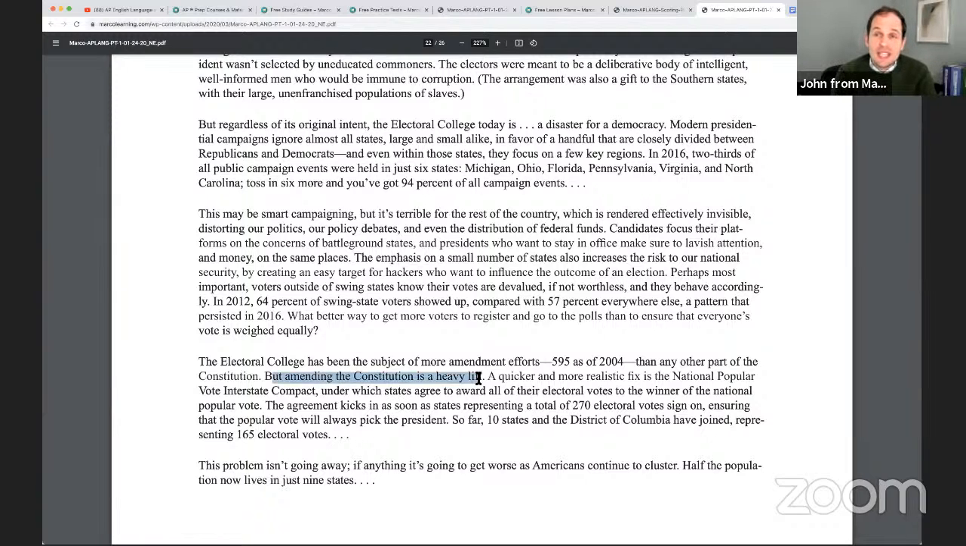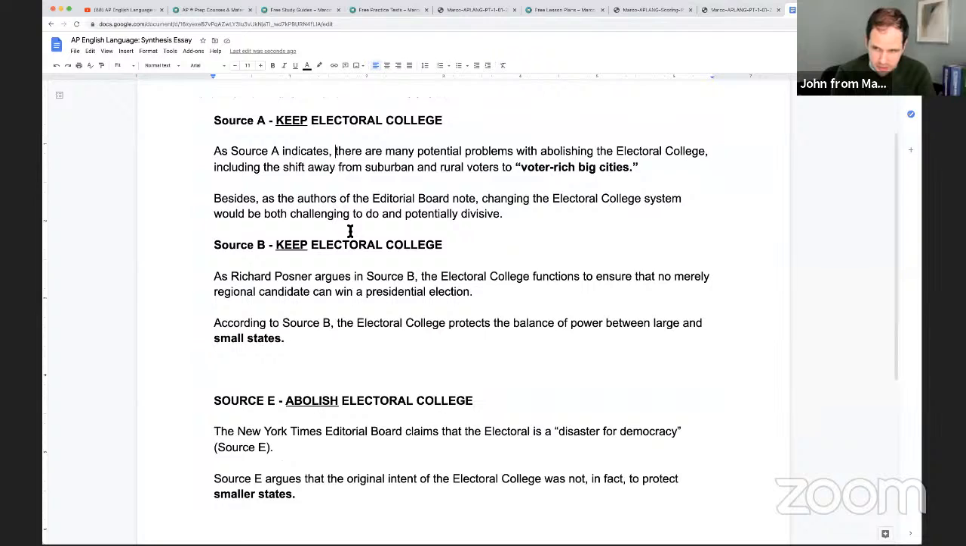Amending the Constitution is a heavy lift. That's another thing I saw already. Notice what I'm doing. I'm finding connections among the sources. And this would be both challenging to do. So this is another thing I can mark off. I could say source E indicates, concurs that changing the Constitution is difficult because of how amendments are designed.